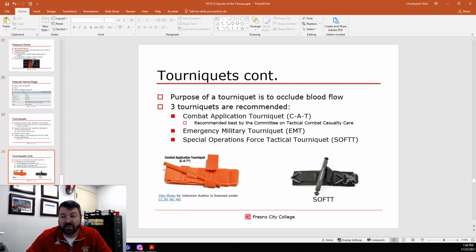Okay, so the purpose of the tourniquet is to occlude blood flow. Occlude is just to stop all blood flow. There are 3 tourniquets that are recommended: the CAT, the EMT, and the soft one. They're roughly pretty close to one another. So here's the CAT and the soft. They're almost identical. The CAT's probably one of the most common ones out there.